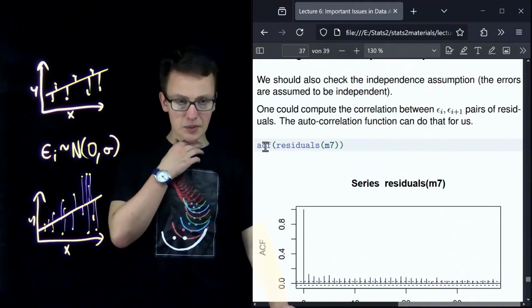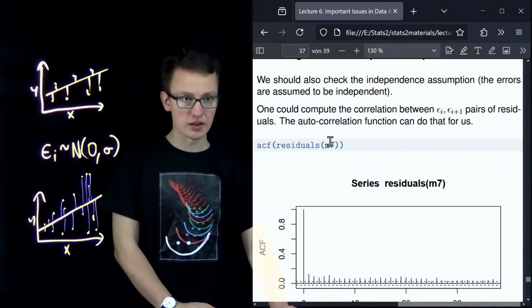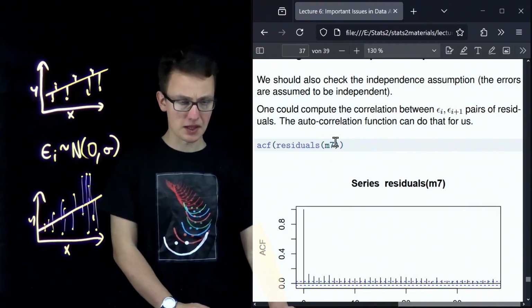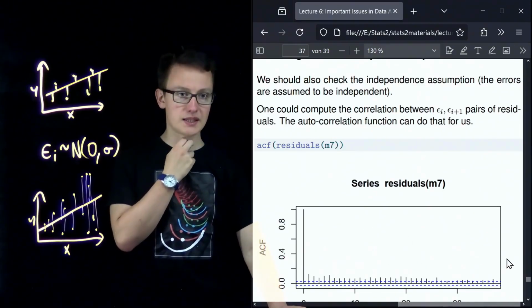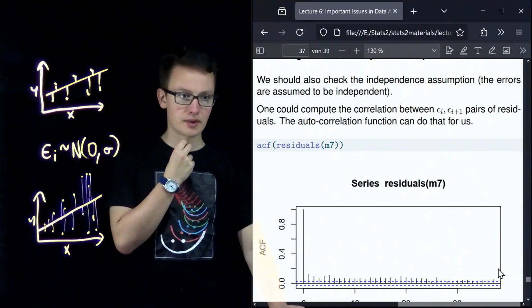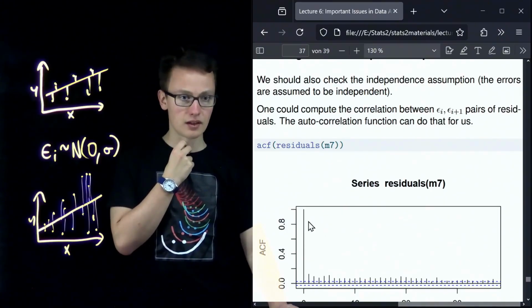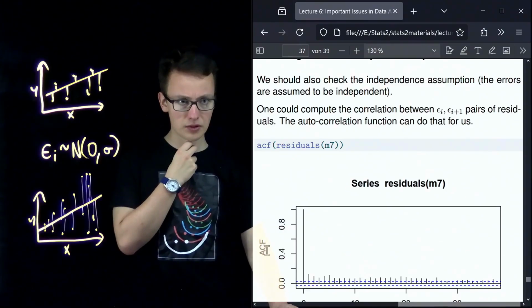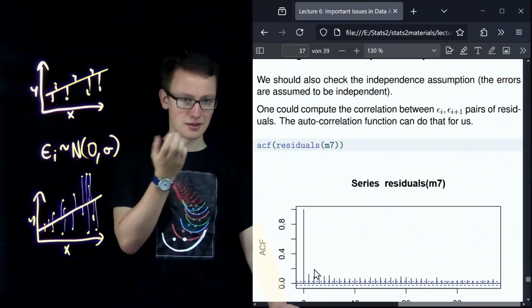So in the result here, which we can obtain by applying this ACF function to the residuals of the model that we fitted already, which in this case was a linear mixed model, we see this as a result, and we can see that overall, it looks quite good. I mean, there's this one case where a strong autocorrelation is indicated here, but that seems to be like a one-off.